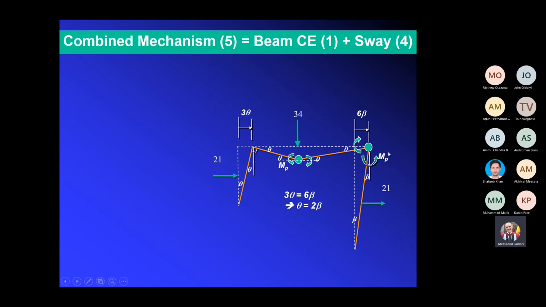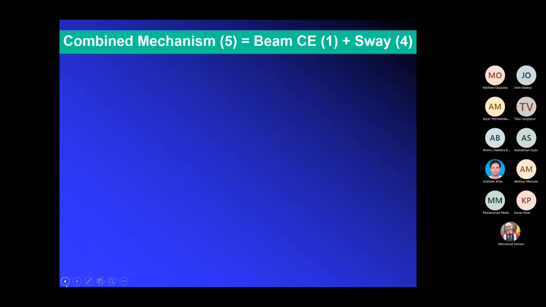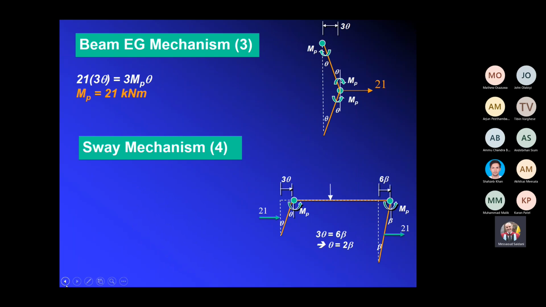The other one is more interesting, because look here at this end. If I add the beam mechanism here, this beam, let me go back again. Can you see here, for this beam mechanism, this segment is rotating in which direction? Clockwise. You agree? Yes?